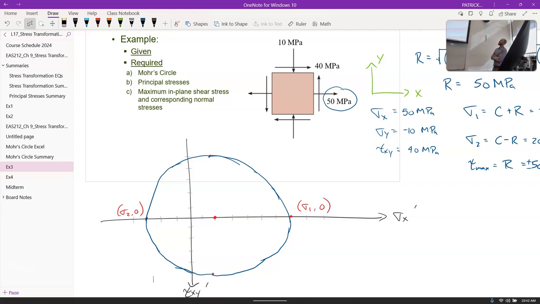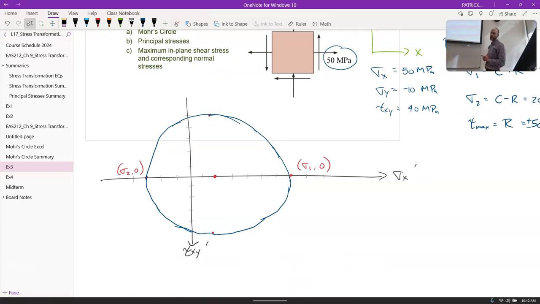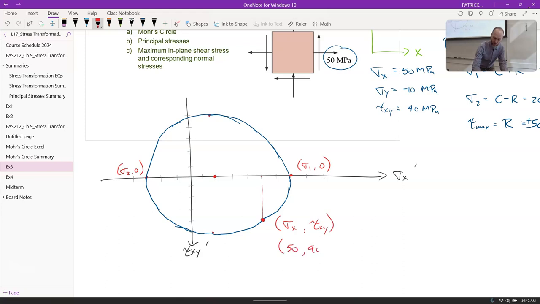So if we want to plot on the Mohr circle our original state of stress, which is 50, minus 10, 40, how do we do that? We go along our x-axis until we get to x equals 50. So we are at 20, 30, 40, 50. Right here is 50. And then our tau is 40, and so we come down because this is the positive direction for tau. That data point right there is our original state of stress, sigma x comma tau xy, which is 50 comma 40.